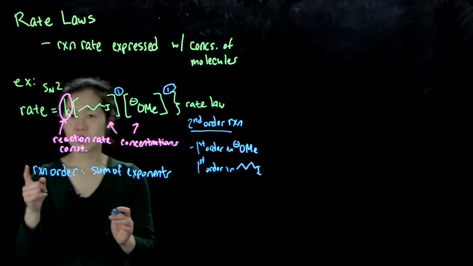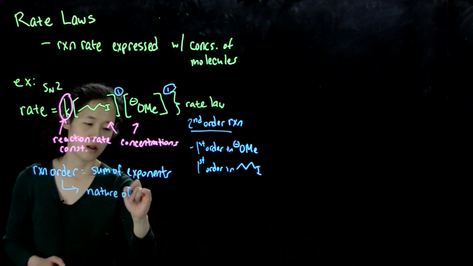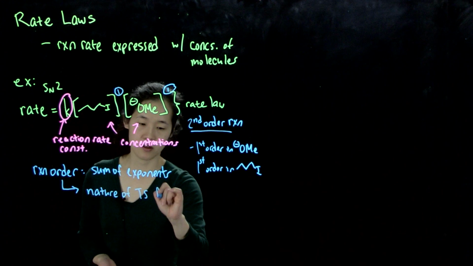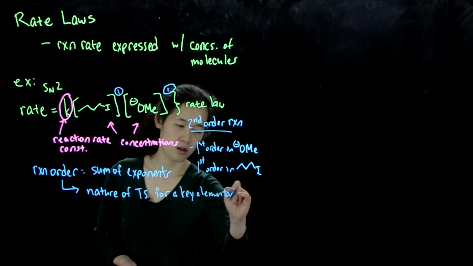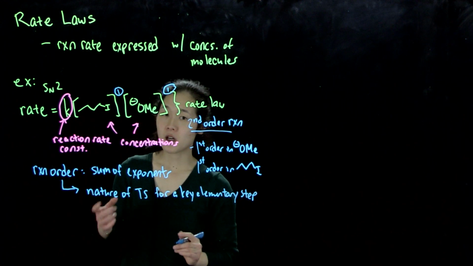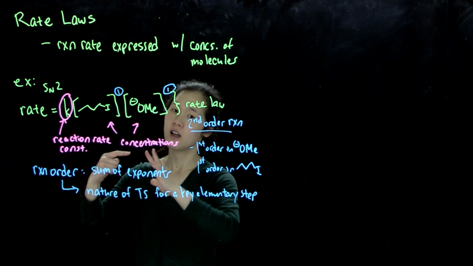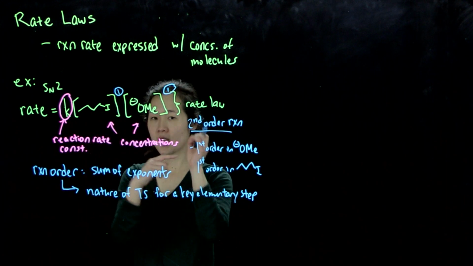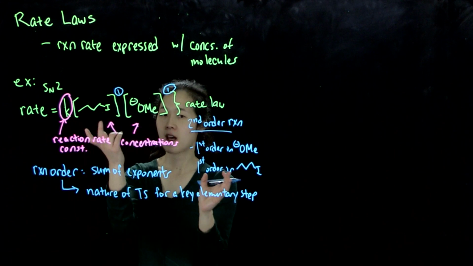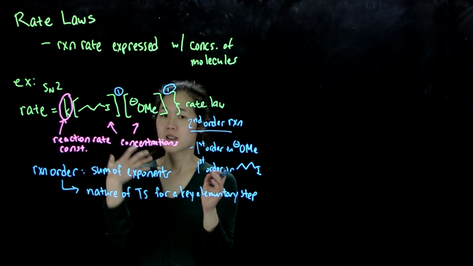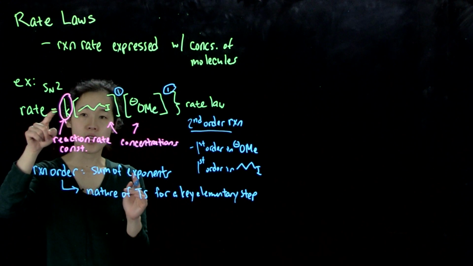And this reaction order tells us about the nature of the transition state for a key elementary step. If you recall, for our transition state for SN2, we have the methoxide approaching from the backside of this electrophile, and both the iodide and the methoxide share that partial bond nature. Because of that, this reaction is second order, because that transition state has contributions from both of these factors.